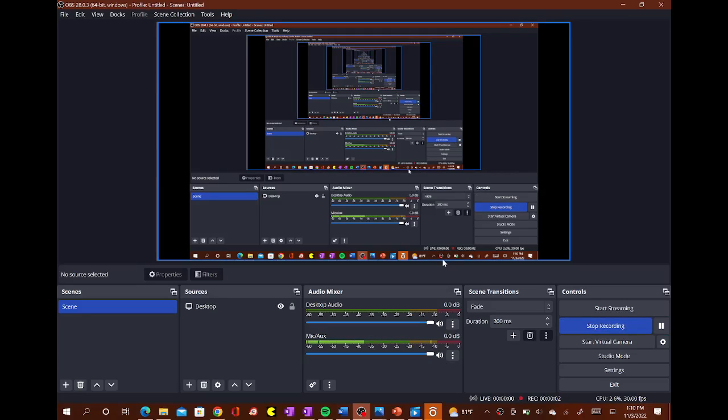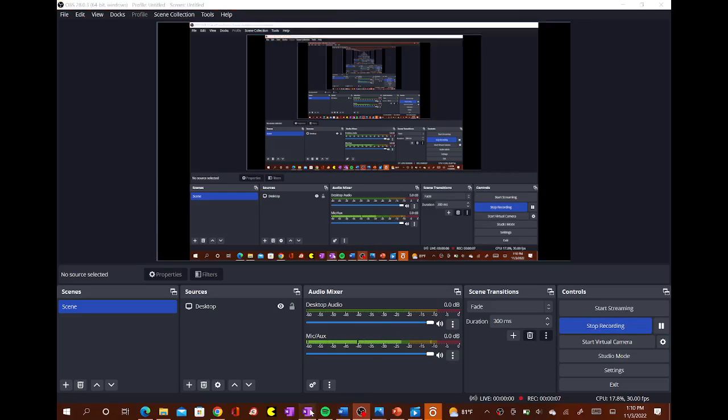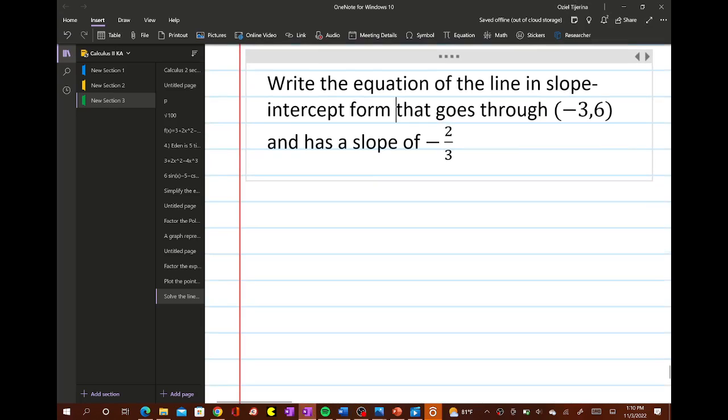Hello guys. In this video, I want to go over how to find or write the equation of a line in slope-intercept form that goes through a certain point and has a specific slope. This one we have to look at very carefully, because there are two ways to do this, and there are two equations you use. So I'm going to do it both ways.